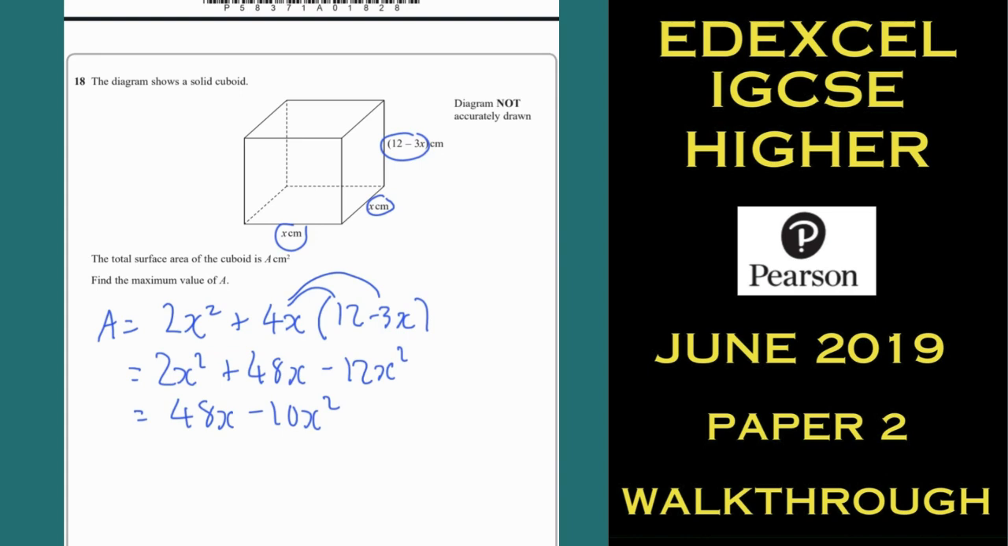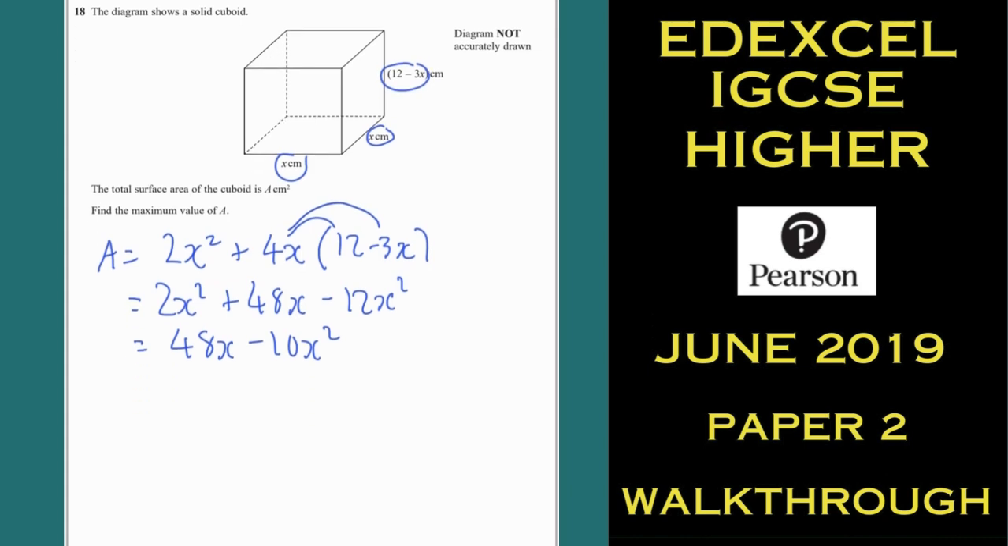Now, a lot of these past papers have had differentiation where you go from displacement to velocity to acceleration. This is another use of differentiation, because when you differentiate the surface area with respect to the variable x, a maximum, in other words, the total surface area will reach a maximum when this, we call it the gradient function, is 0.